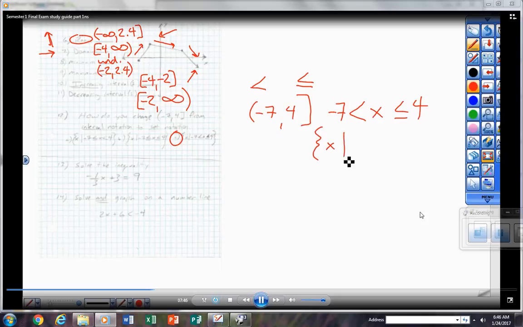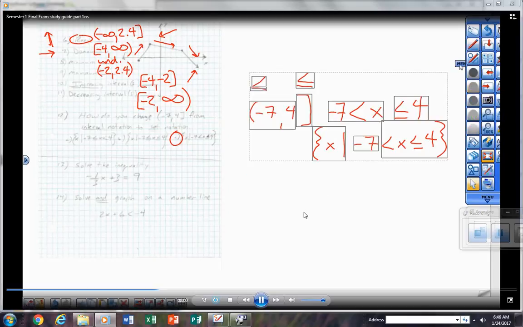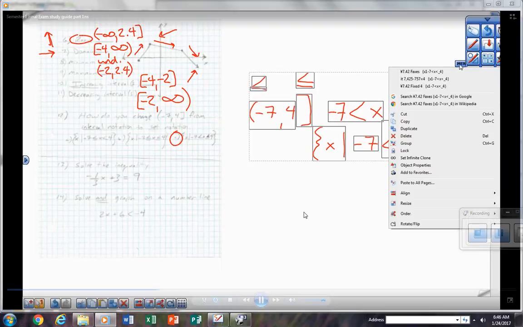So that would be set notation, and they have a little abbreviated form. They have just x and then this little line right here. -7 less than x less than or equal to 4. Alright, I'm going to shrink this up so I have more room.